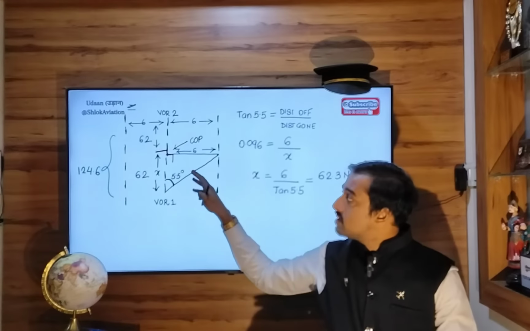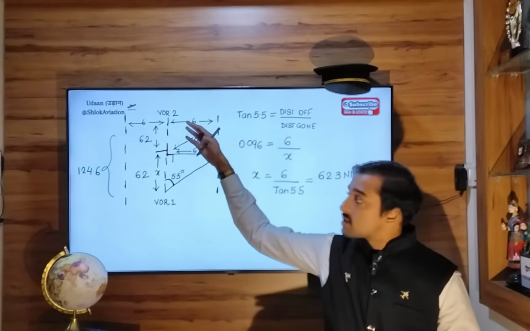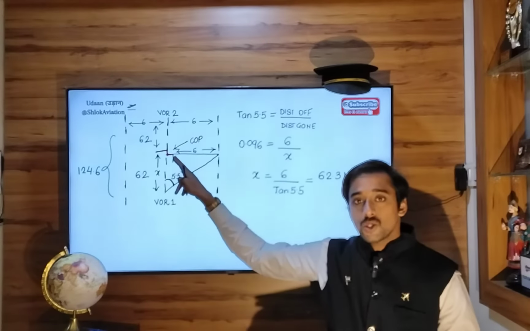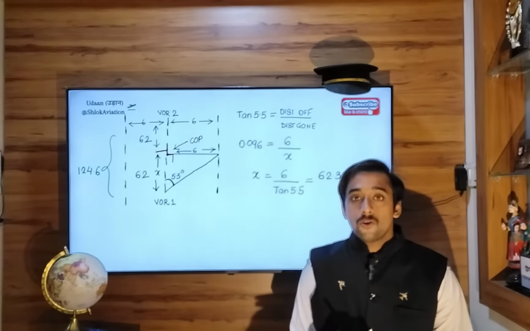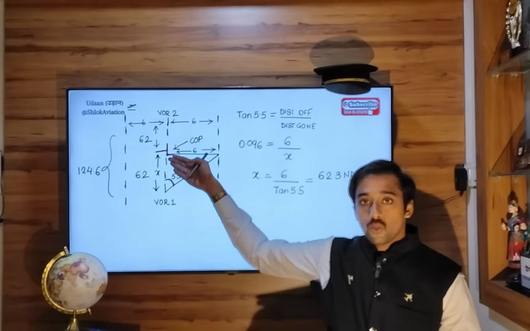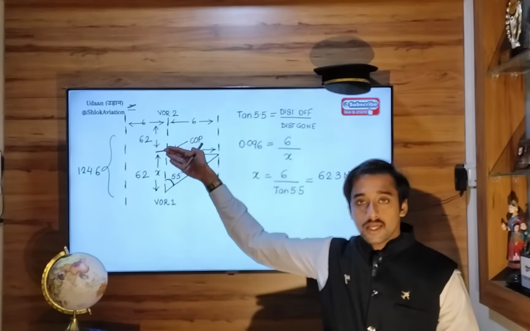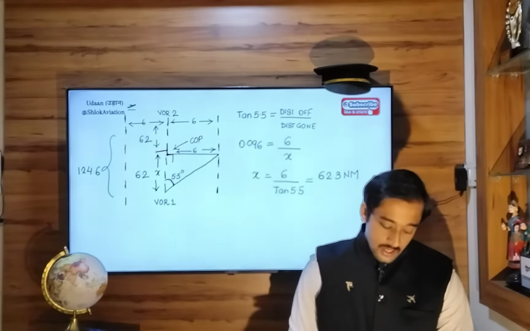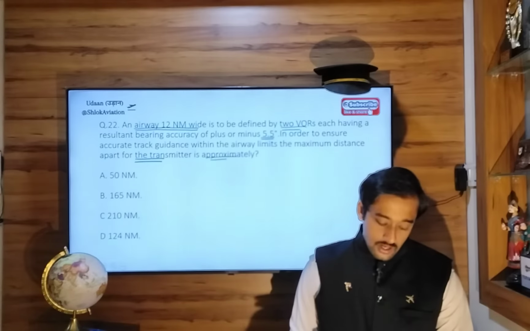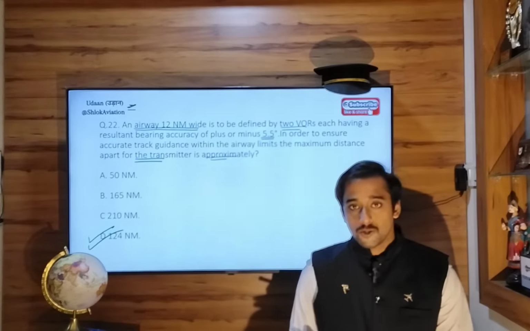Marked by two VORs, VOR1, VOR2. The center of that is called change over point, where the change over of frequency happens. And therefore we have found the distance one way, this distance from VOR1. Similarly, that distance will be the same over here. Add them and you get the answer 124.6. So option delta will be the correct option.